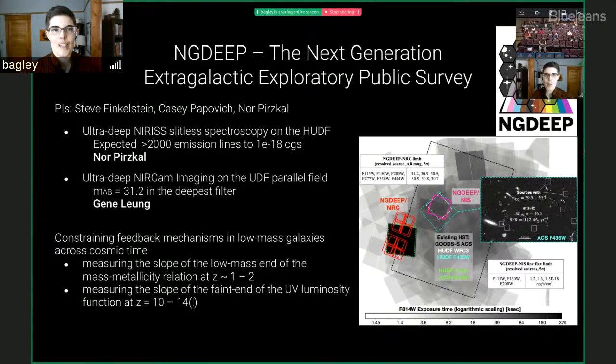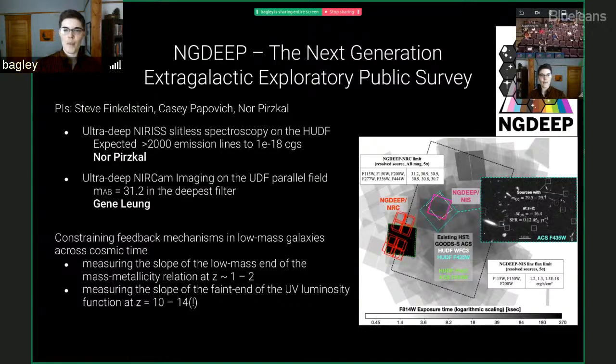So this is a program that is PI'd by Steve Finkelstein, Casey Papovich, and Nor Pirzkal. It comes in two parts. One is an ultra-deep NIRCam slitless spectroscopic survey on the HUDF, and Nor Pirzkal is working on the reduction and calibration of that data set. The other part is an ultra-deep NIRCam imaging survey on the UDF parallel field. This is the deepest I-band imaging in the sky, and the NIRCam parallel just perfectly aligns with that. This data set is being worked on, Leong is leading that effort.